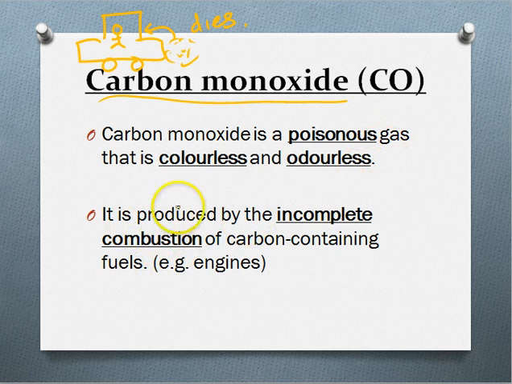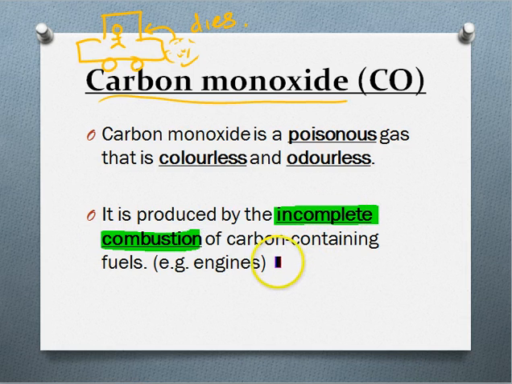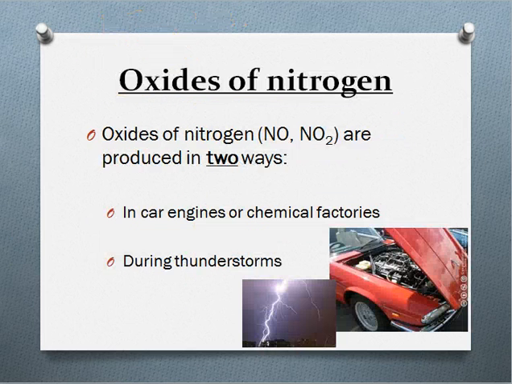So you can see here, carbon monoxide is poisonous, colorless, odorless. It's produced by the incomplete combustion of carbon-containing fuels. So in our engines, this is actually where carbon monoxide is produced.